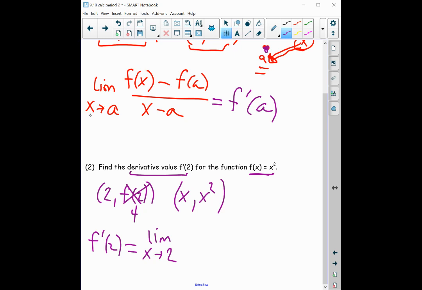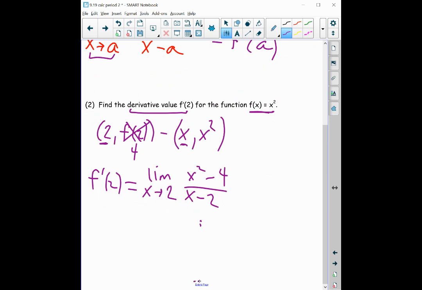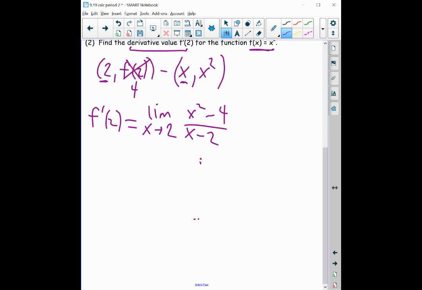So that's the first part. The limit isn't x approaching 0. It is the second point approaching the first point. So the x is approaching 2, and then I find the slope expression between these 2 points: x squared minus 4 over x minus 2. So now I have a problem that looks a little easier than the difference quotient. But if I try to plug in 2, I'm going to end up with 4 minus 4 over 2 minus 2, which is 0 over 0. So we're going to have an indeterminate form.